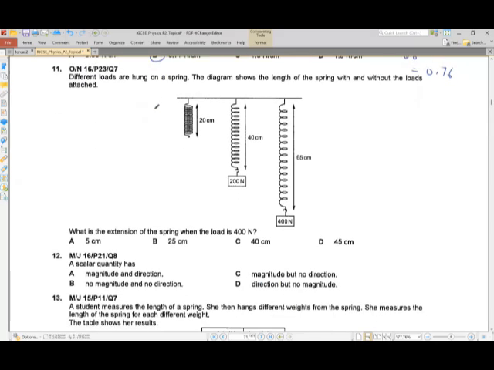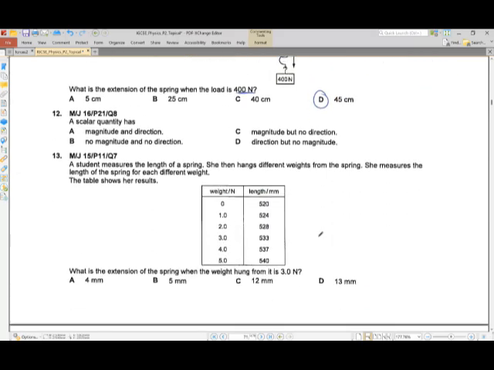Okay, question number 11. Different loads are hung from a spring. The diagram shows the length of the spring with and without the loads attached. What is the extension of the spring when the load of 400 newtons is applied? So this is the natural length, 20 centimeters. This is the length when the load of 400 newtons is applied, 65 centimeters. So our extension is going to be 65 minus 20 centimeters, and this is going to give us 45 centimeters. Okay? This we've done so many times before. So D is the correct answer.